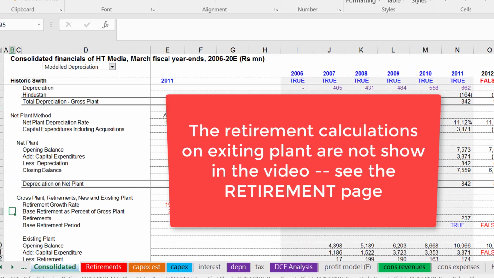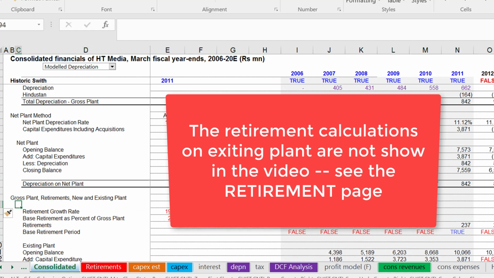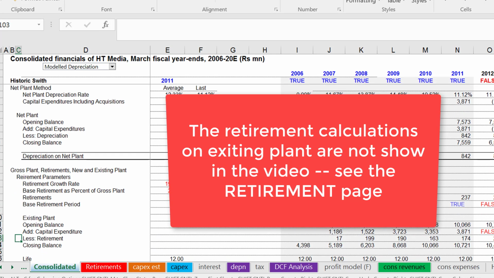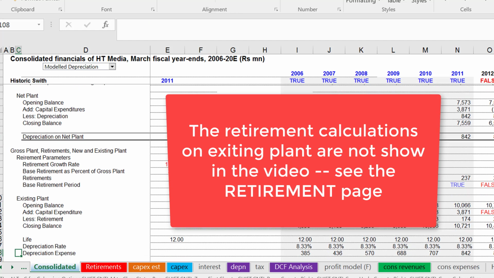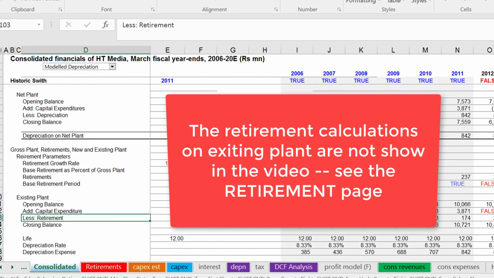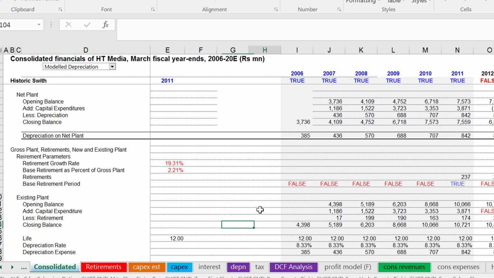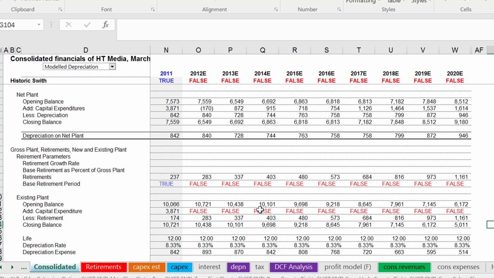Now, if you're going to do it really precisely, here's the way to do it. Number one, split it between existing plant and new plant. So I'm going to put retirement. We look at our existing plant first, and then we take an opening balance. But notice there has to be a retirement. If you don't have a retirement here, the whole thing is wrong.